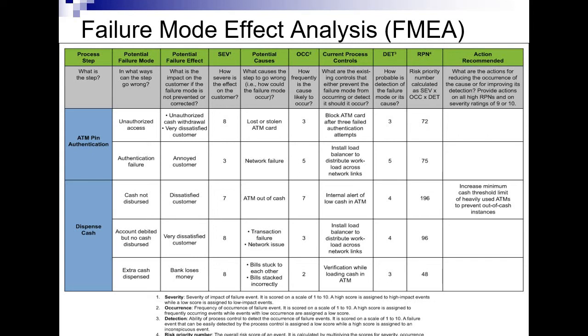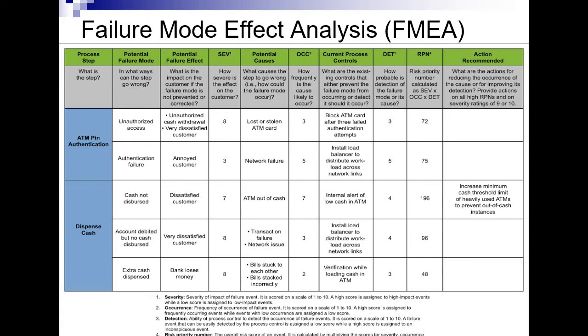So potential cause of this risk happening is a lost or stolen ATM card. You're definitely not going to give this ATM card of yours to somebody else to withdraw the money on your behalf. So unless the card is lost or stolen, this risk happening is going to be less. So therefore the occurrence is going to be lesser in that case. So the allocation for that on a scale of 1 to 10 is 3.